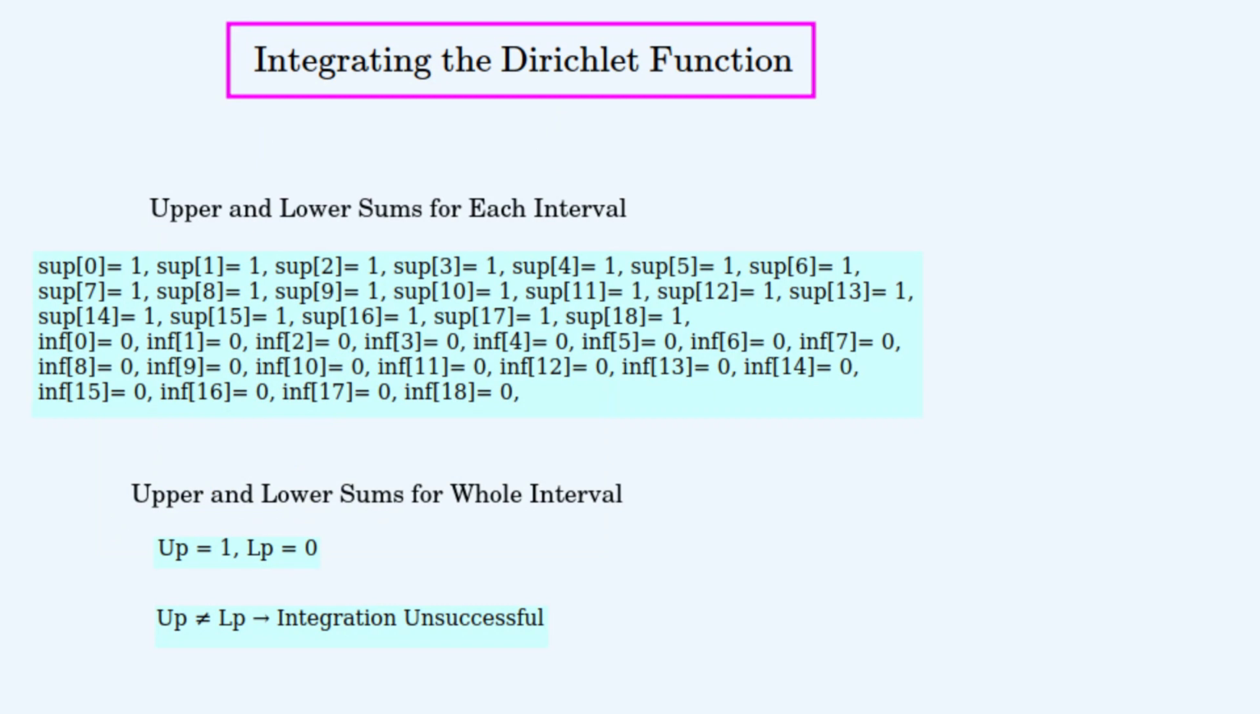And these are the results. All of the sups are 1 and all of the infs are 0, and the upper sum is 1 and the lower sum is 0. So it wasn't successfully integrated, but we managed to do it using a computer. So we got this far using a computer to find the upper and lower sums. So the program is successful in showing that the function couldn't be integrated.